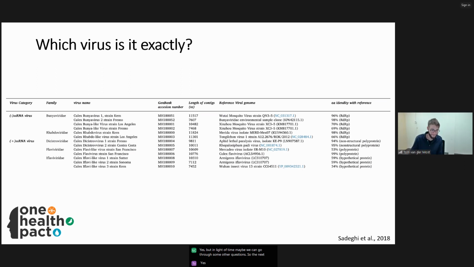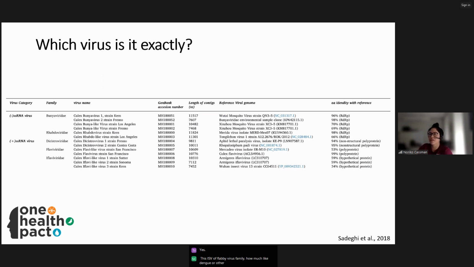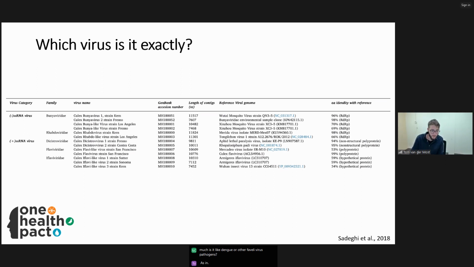Yes. So the next one is from Jorge. This ISV of the flavivirus family, how much is it like dengue or other flavivirus pathogens? I actually don't know too much. I think the genome organization is quite similar, if I remember correctly. I don't know the amino acid percentages by heart, but I think the genome composition is quite similar. But I could be mistaken here. I don't know this very well.